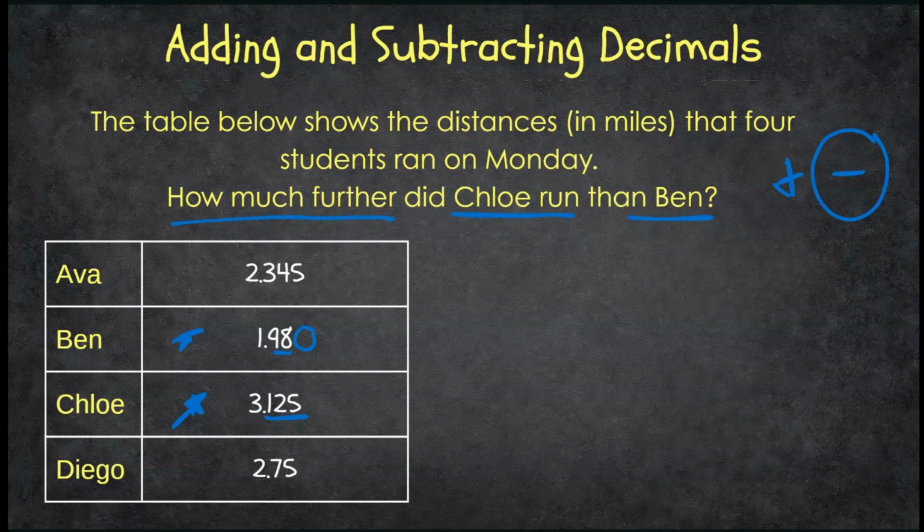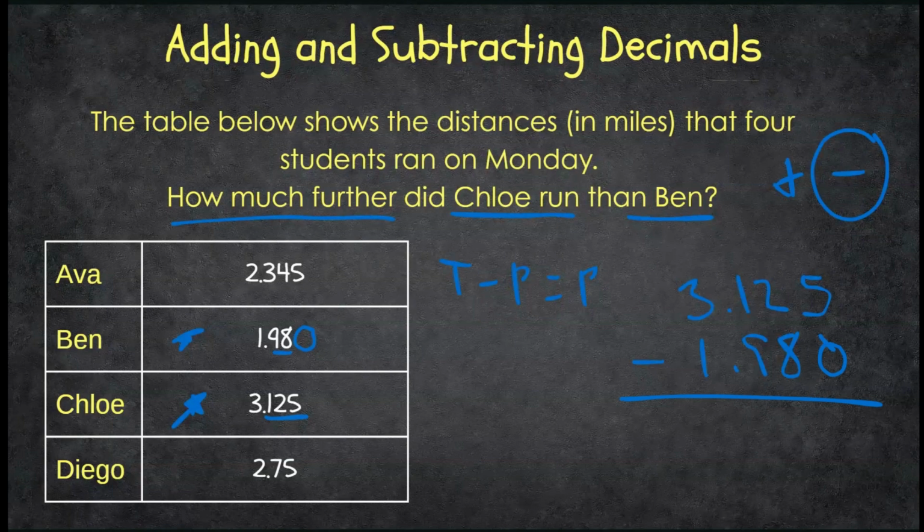Now I'm ready to subtract. And just remember, subtraction, total minus part equals part. In this case, the total is Chloe, the larger number. So she is going to have her number on top, 3.125, minus Ben's smaller number, 1.980. And I'm going to remember to line everything up.